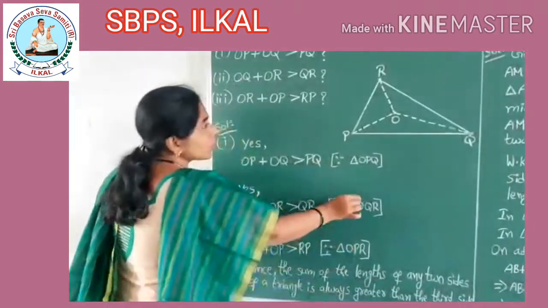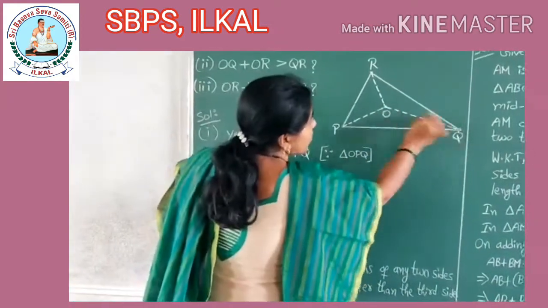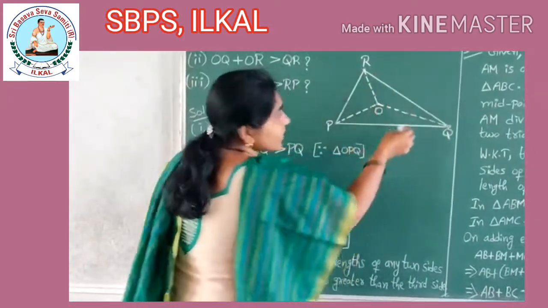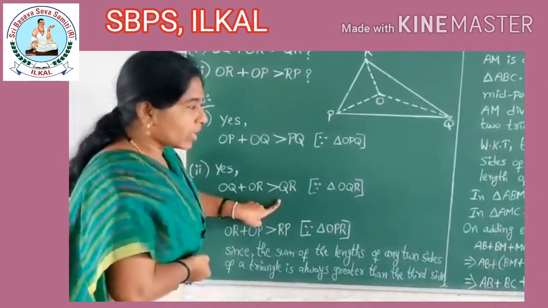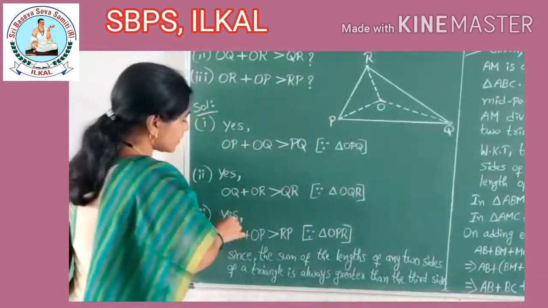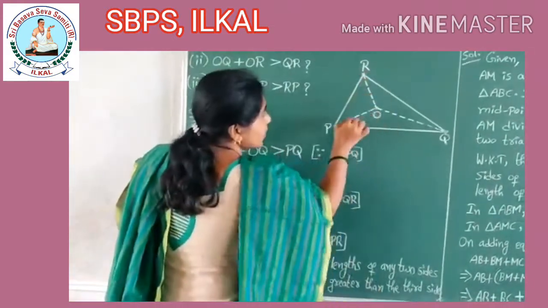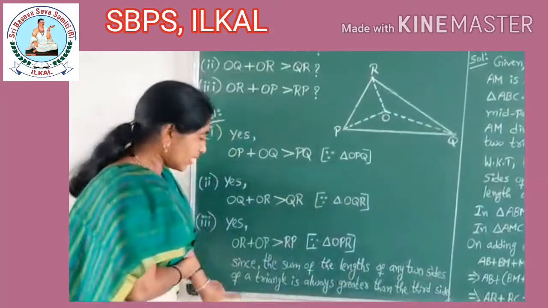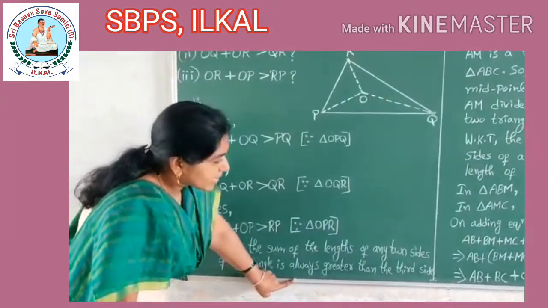In the same way, consider triangle OQR. When you add OQ plus OR, it will be greater than the third side. Yes, OQ plus OR is greater than QR. Next, the third one also. Yes, OR plus OP is greater than RP. Since the sum of the lengths of any two sides of a triangle is always greater than the third side.